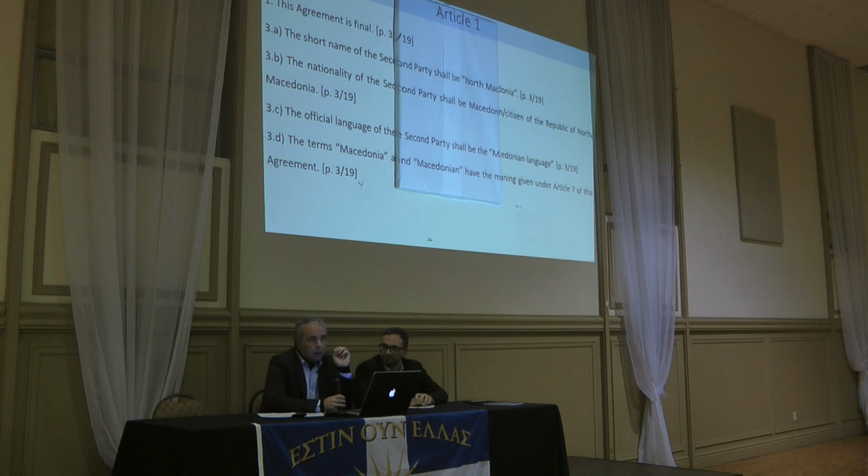And the stable is Macedonia. So we have a problem of coherence in the pre-agreement because the expression for the country will be North Macedonia, but not for the nationality, and not even for the language. So you see, you have a language, Macedonian language. Don't worry, don't be upset if I use this word, it's only the pre-agreement. Sure, okay. So, Macedonian language, Macedonian citizen, but North Macedonia.